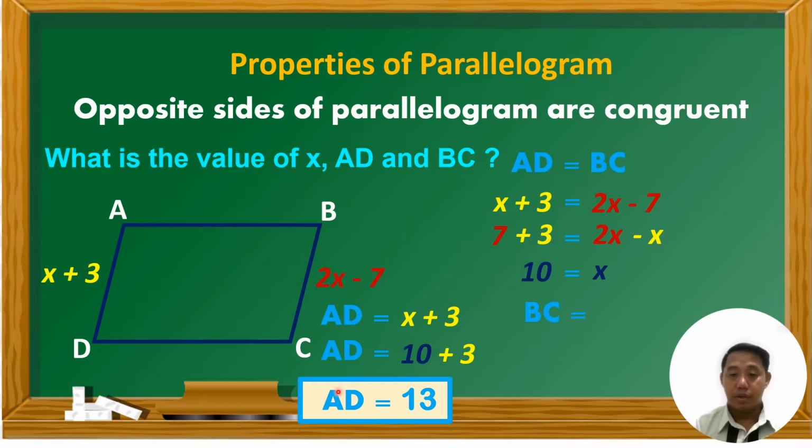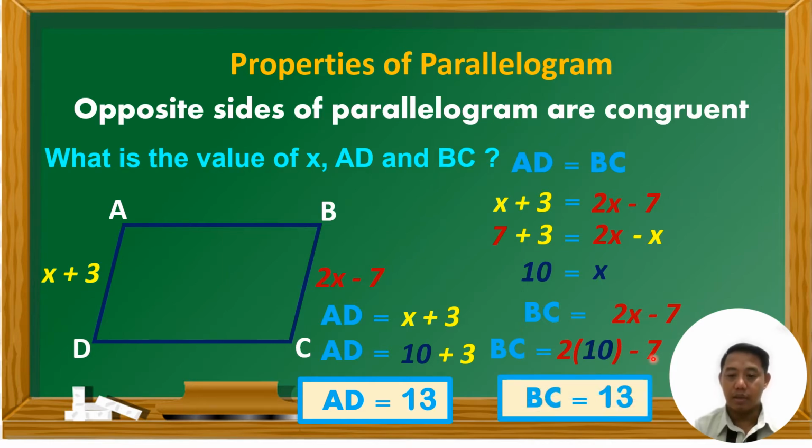And also, BC is equal to 2x minus 7. And then, let's substitute the value of x. So, x is 10. 2 times 10, 20. 20 minus 7 is 13. So, yeah, equal sila. Kasi ang sinasabi ron, opposite sides of parallelogram are congruent. If AD is 13, BC is also 13. Okay?